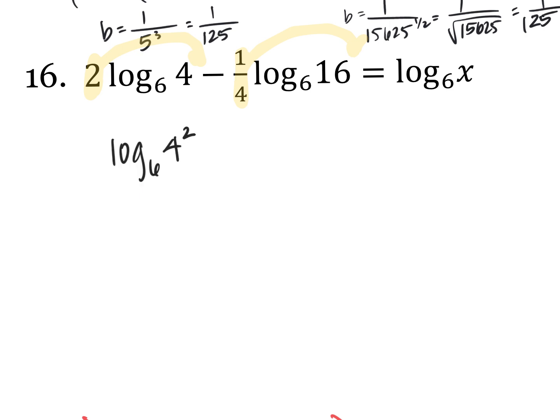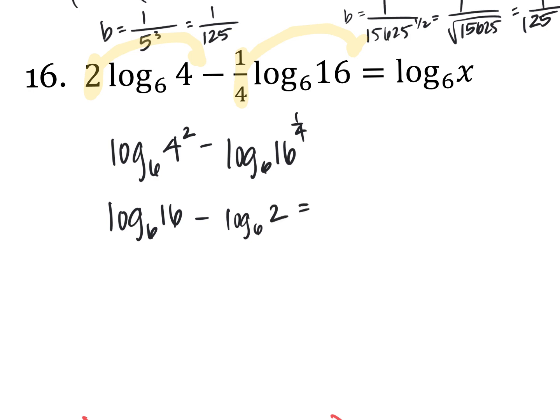I'm going to write this step because maybe people need it. Beck, I think, is going log base 6 of 16. I love it. Minus log base 6 of 16 to the 1/4, which someone might jump to the 4th root of 16. Wait, 2. It's 2. And then that's equal to log base 6 of x.